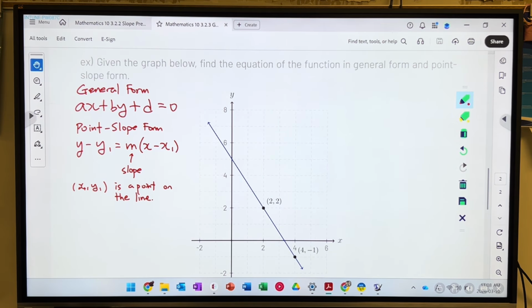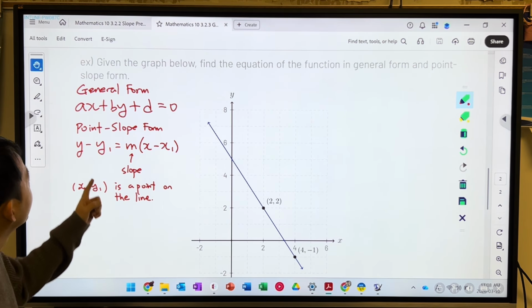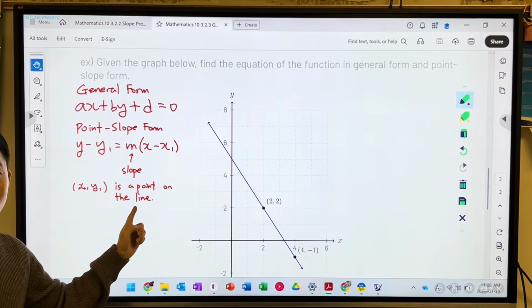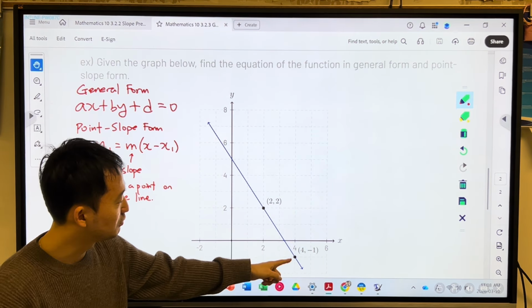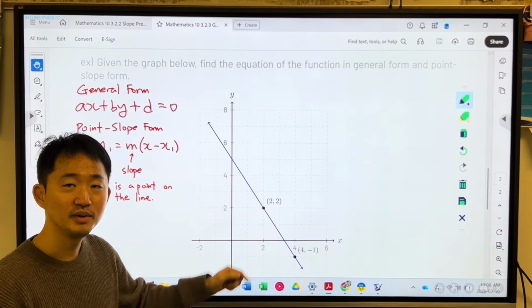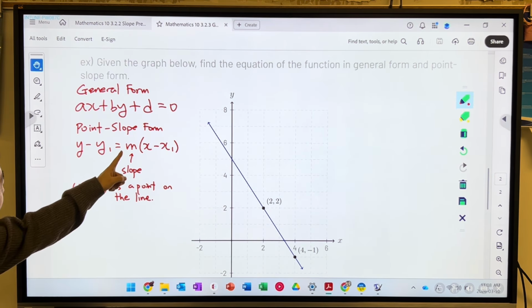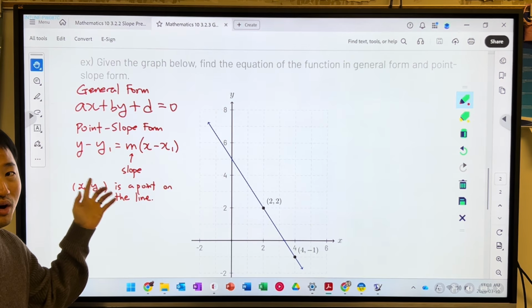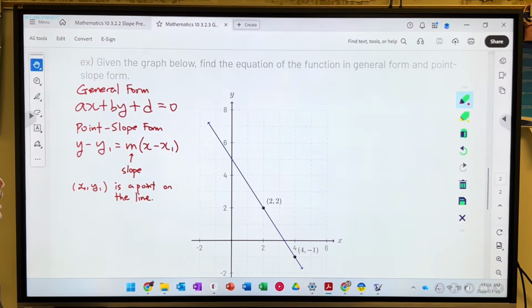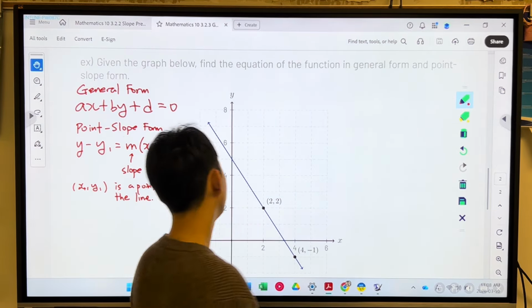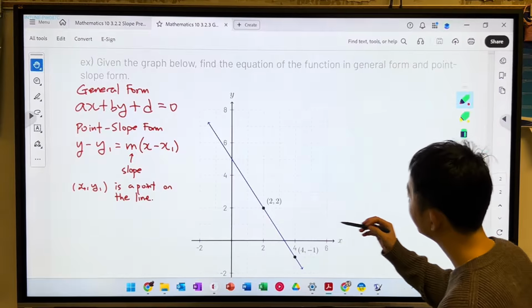So in order to find the equation of this graph, first I'm going to find the point slope form. Because I already know two of the points, it means I can find the slope. And I can plug in the slope, and I can plug in x1 and y1, and I'll know the point slope form. And then I'm going to convert it to the general form. So let's use the 2 points here.